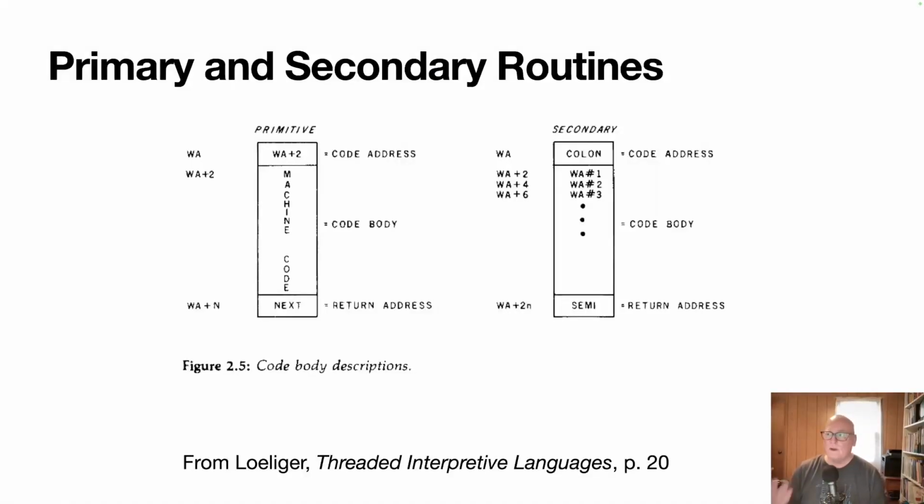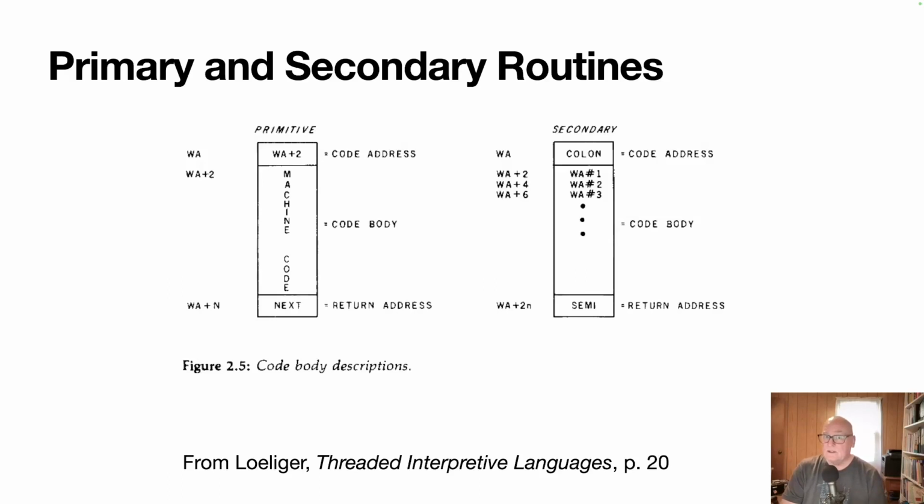So we have the notion of primary and secondary routines. A primary routine is basically a primitive. It's a block of code that's just machine code or assembly code that we're going to call directly. System level routines would often be primaries in our system. That's the code on the left. The first 2 bytes are the address of that code, pointing to 2 bytes later, and then the code itself. At the end, it ends with a call to a routine called next, which is kind of like the return address.